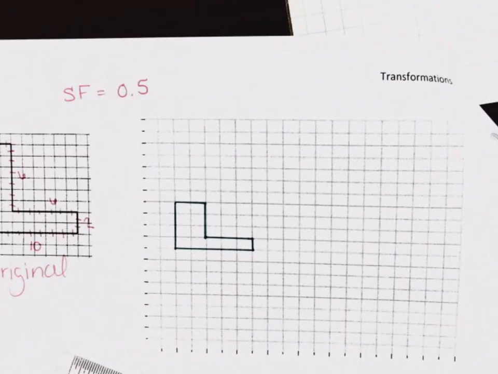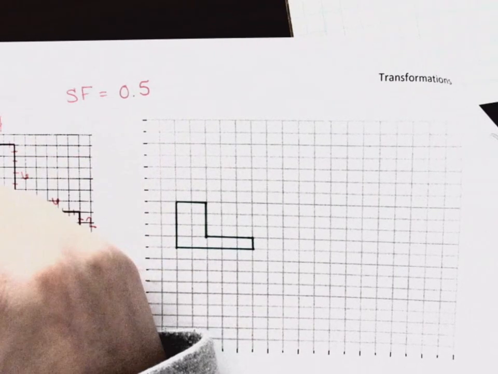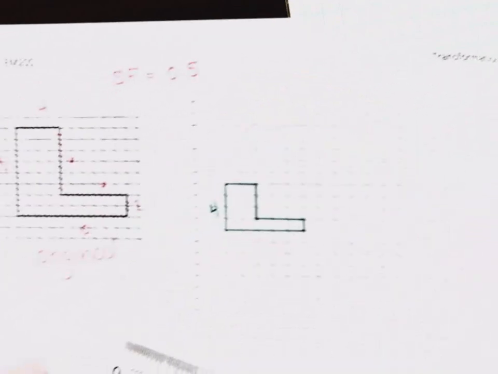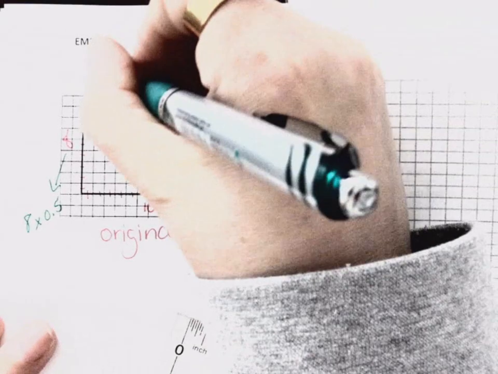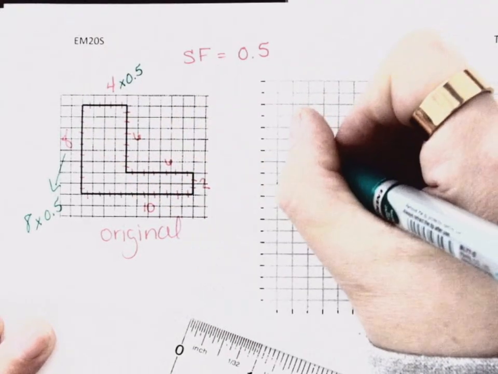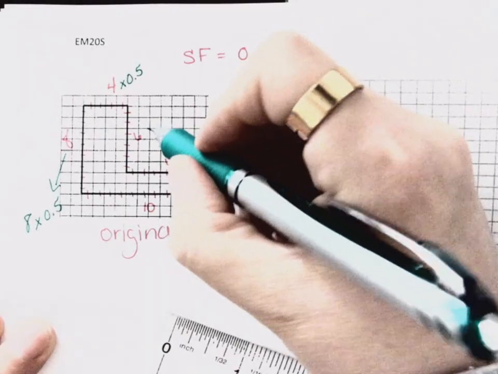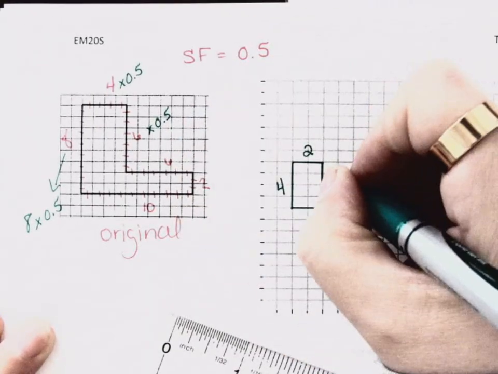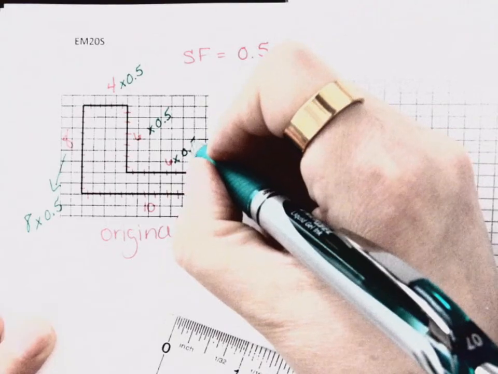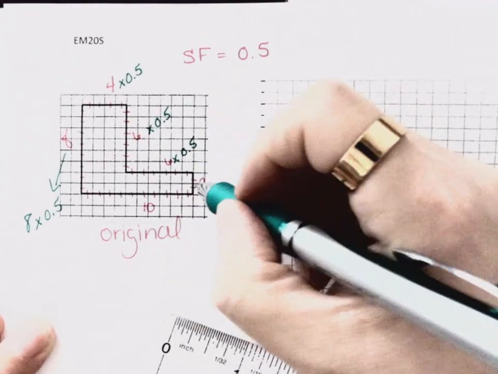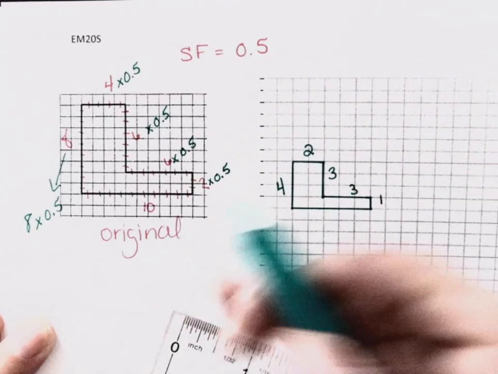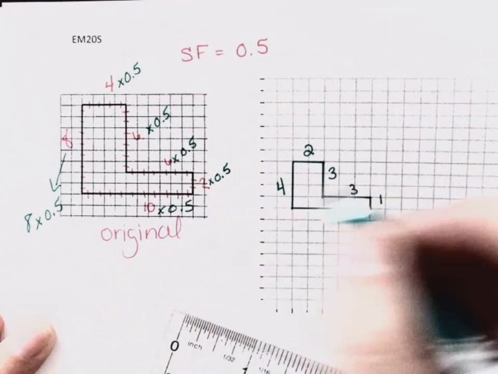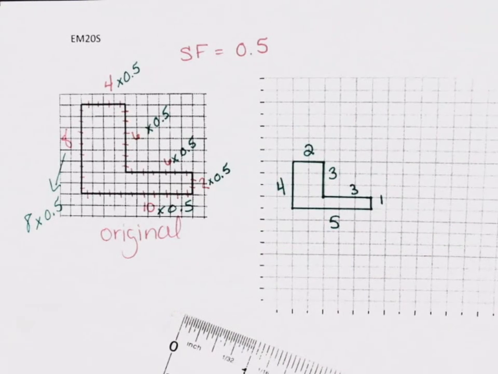So again, I'm taking 8 and I'm timesing it by the scale factor, and that gave me the height of 4. This one times by 0.5, that gave me the 2. 6 times 0.5 gave me the 3. Times by 0.5, that gave me the 3. 2 times 0.5 gave me 1. 10 times 0.5 gave me 5. So that's my drawing.